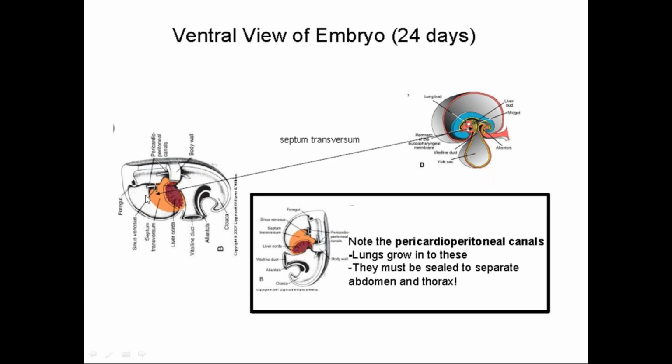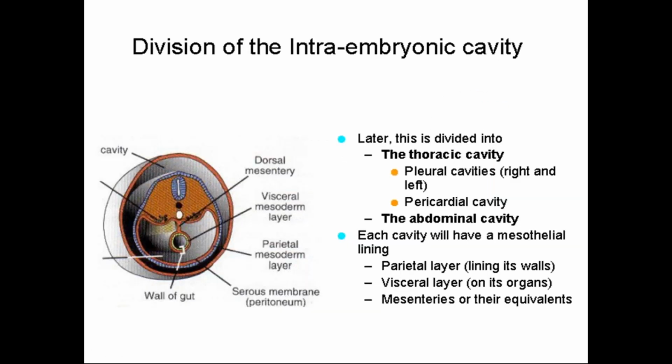The lungs, when they expand, are going to complete these. They're going to obliterate the cavity by making a very thin space where the pleura will come and fuse with each other. So they must be sealed to separate the abdomen and thorax. If they're not sealed, what would happen? There'll be structures from the abdomen entering the thoracic cavity.